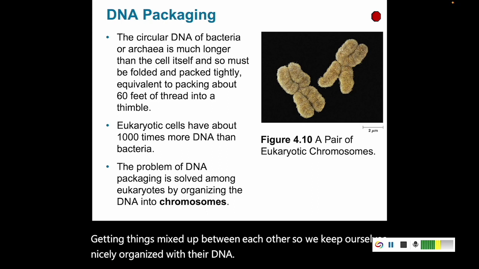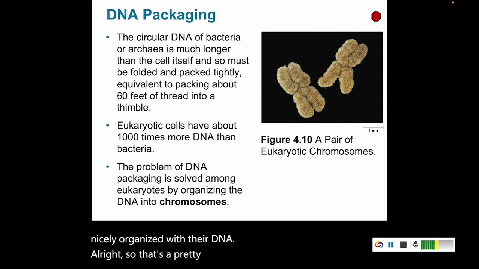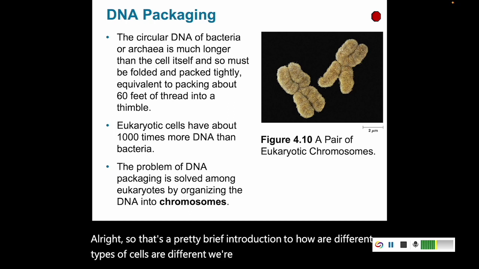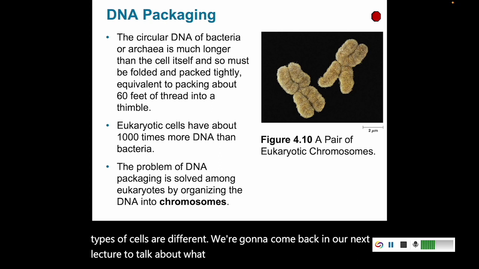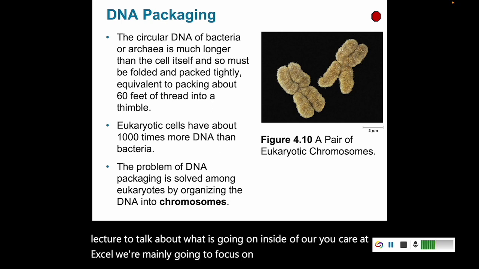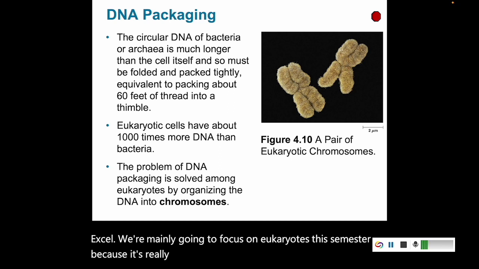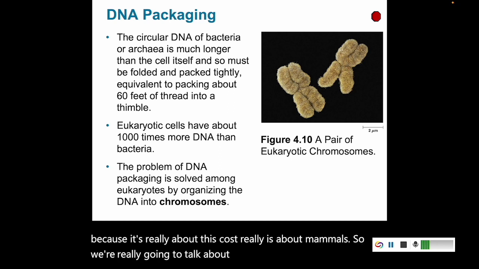All right, so that's a pretty brief introduction to how our different types of cells are different. We're going to come back in our next lecture to talk about what is going on inside of our eukaryotic cell. We're mainly going to focus on eukaryotes this semester because this class really is about mammals, so we're really going to talk about us. But it's nice to know that kind of background about other cell types out there.